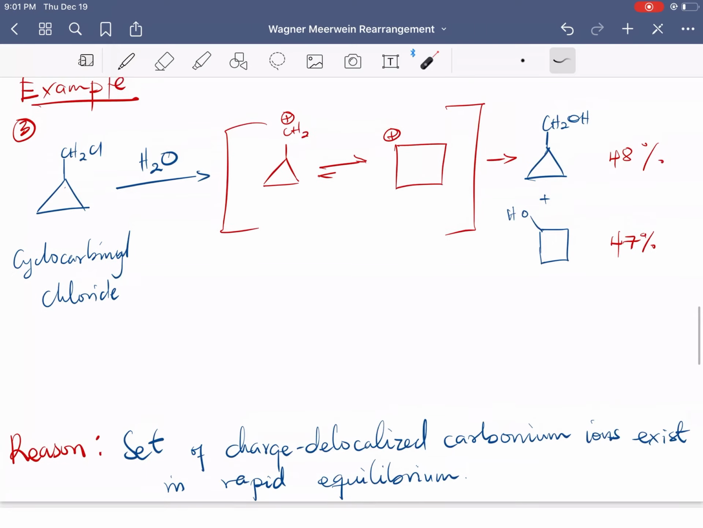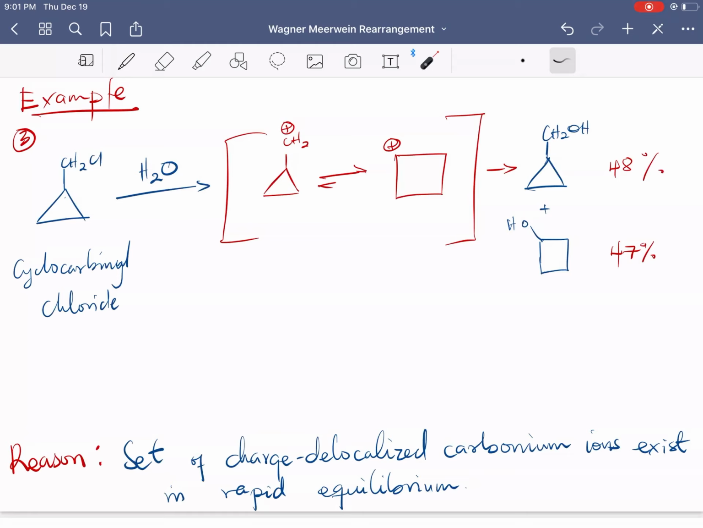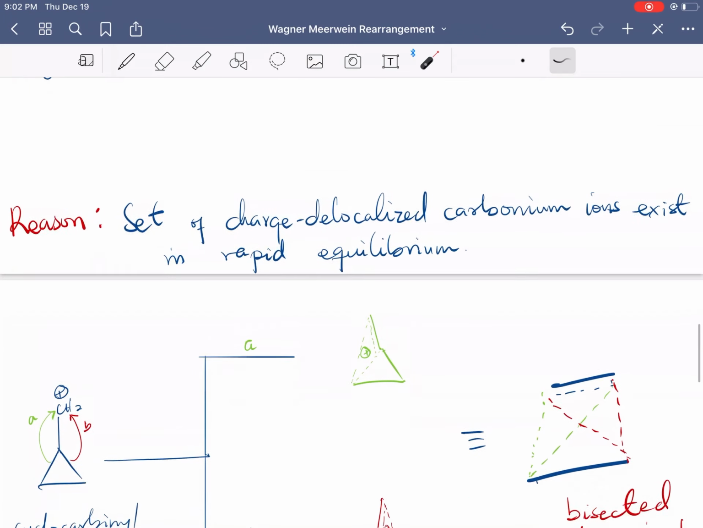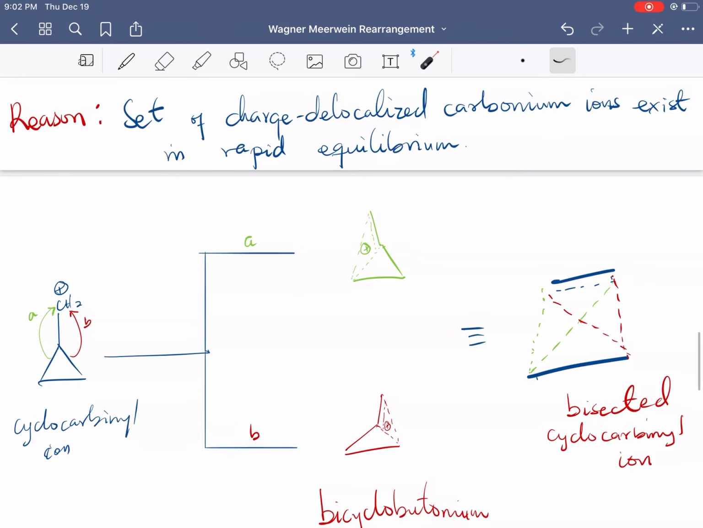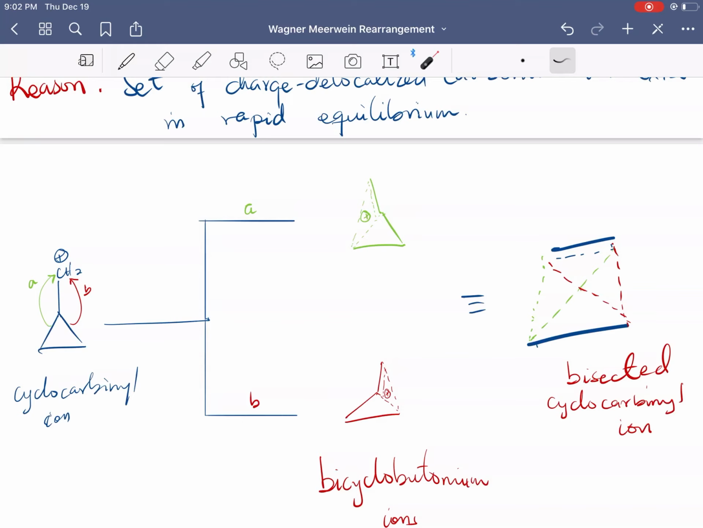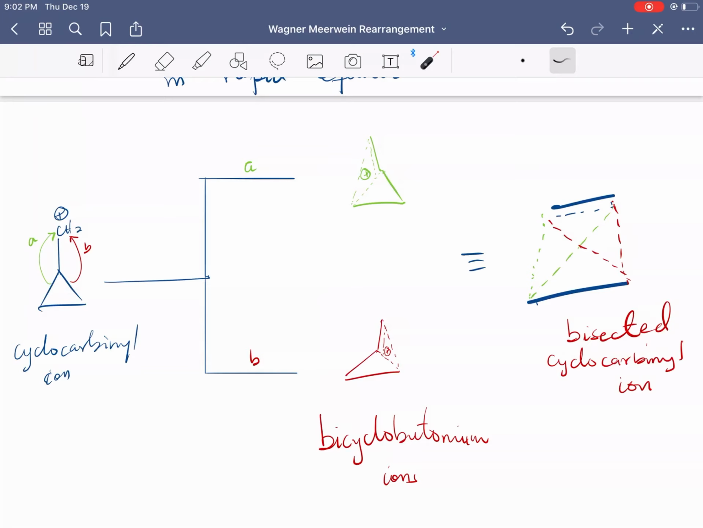The reason is simple. We have a resonance structure for the two carbonium ions that exists rapidly. Now let's see what I mean by this. Now after we generate the cyclopropylcarbinyl carbocation, the ring expansion can happen in two ways. We can have a migration of this side of the ring or that side of the ring. Now, if the first side of the ring expands, we have this intermediate here. And then if the second side of the ring expands, we have the second intermediate here.